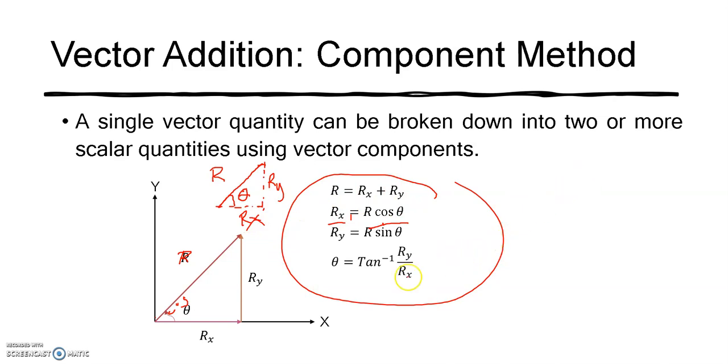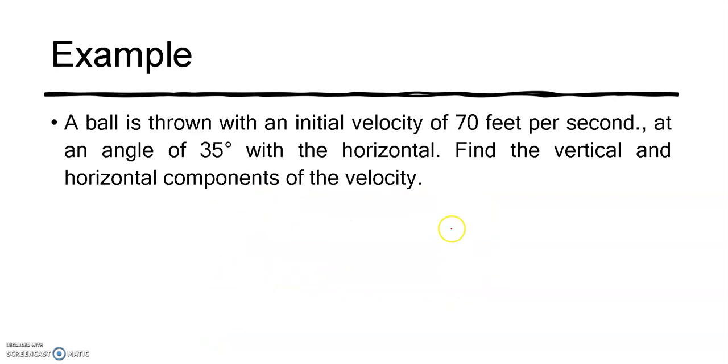And then again, you will arrive at this formula. We remember that tan theta, the relationship of theta, is Ry over Rx. So tan theta is equivalent to Ry over Rx, and then theta will be equal to arctan of Ry over Rx. Next, I will give you an example of solving with the component method.